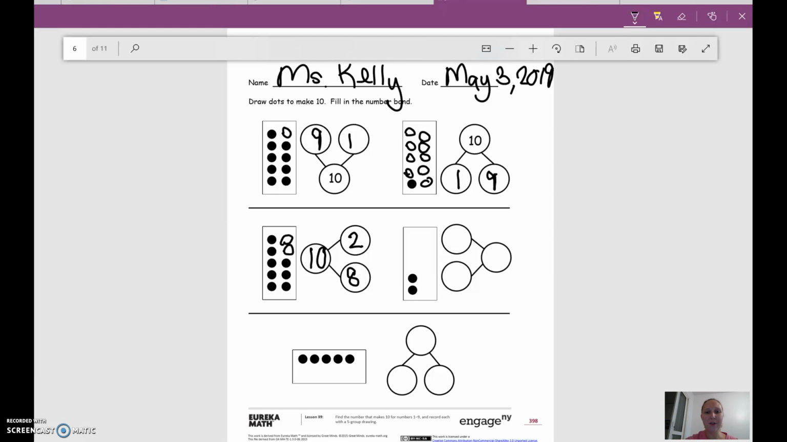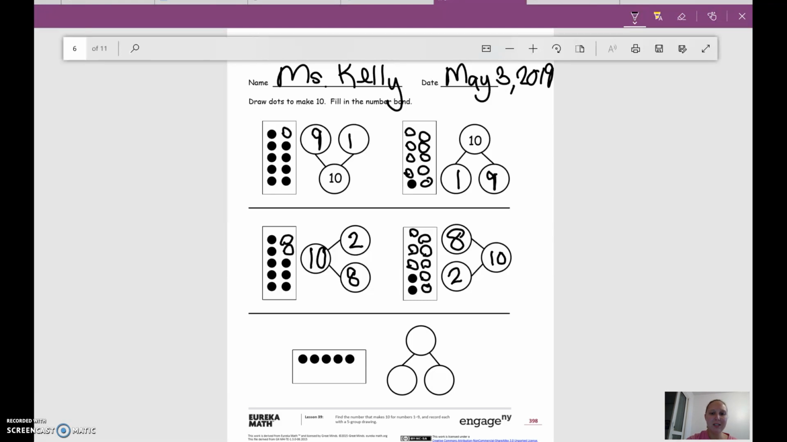All right, let's see if you're right. 1, 2, 3, 4, 5, 6, 7, 8, 9, 10. All right, let's see how many we added. 3, 4, 5, 6, 7, 8. Did you guess 8? I thought so. You're right. 8 and 2 make 10, just like on the last one.